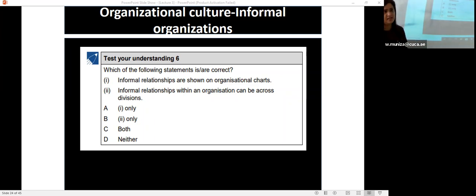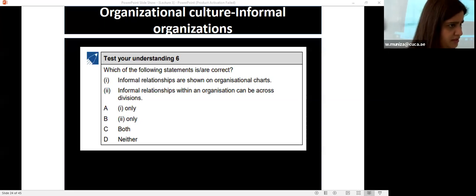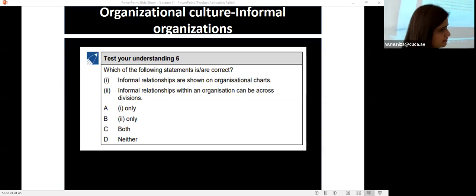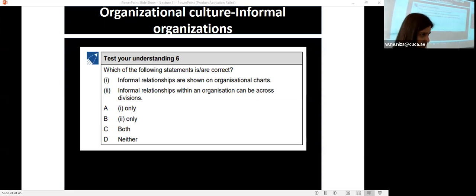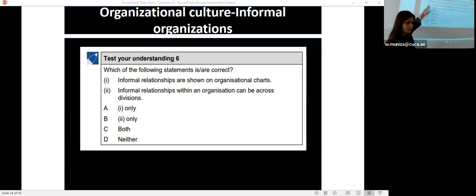Neither of these statements is correct. In one division, there can be informal networks, but stepping to another division, it's very difficult. So none of these statements is correct. Got it? Clear? Inside one division they can exist, but stepping towards the other division can become difficult. So as most of the students agree, both of these statements are wrong. Neither of these statements is correct.